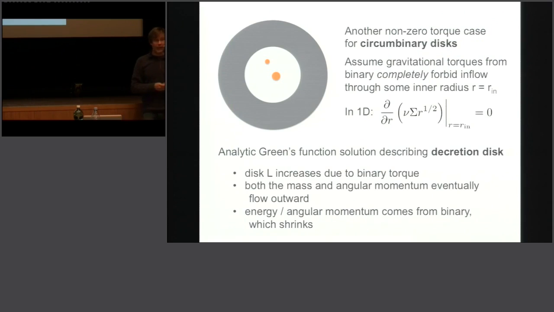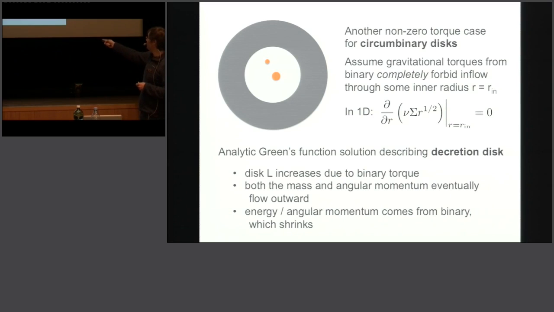Okay, so that's one case where in principle we can go away from having a zero torque boundary condition at the inner edge and instead have a non-zero torque at that location. Another case where this can happen is if we have a disk surrounding a pair of stars in a binary, a so-called circumbinary disk. And here the idea is that the gravitational torques from this rotating binary can in principle completely prohibit accretion taking place through some exterior radius to the binary, which would define the inner edge of the circumbinary disk.